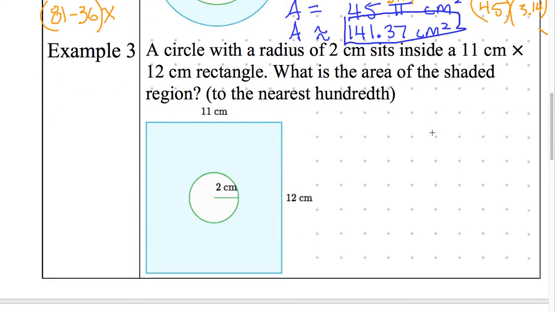Perfect. Let's go to example 3. All right, for this example, very similar to the last one, I'm going to take the outside shape, the rectangle, and I'm going to subtract the inside shape, the circle.